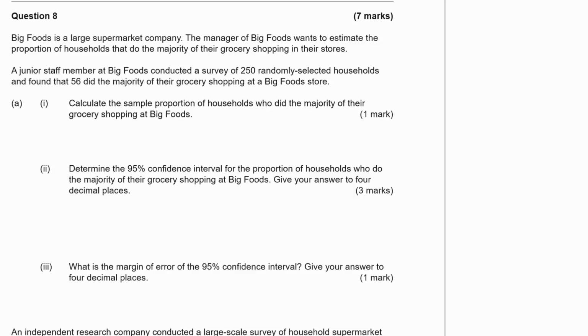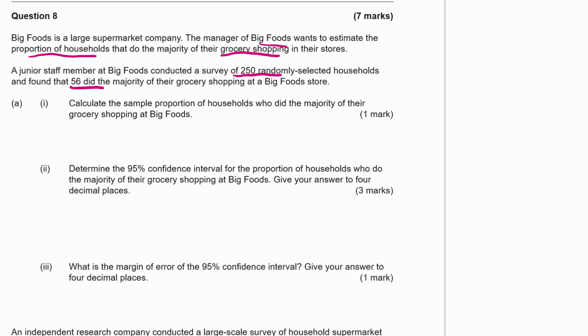Big Foods is a large supermarket company. The manager of Big Foods wants to estimate the proportion of households who do the majority of their grocery shopping in their stores. A junior staff member at Big Foods conducted a survey of 250 randomly selected households and found 56 did the majority of their grocery shopping at Big Foods stores.